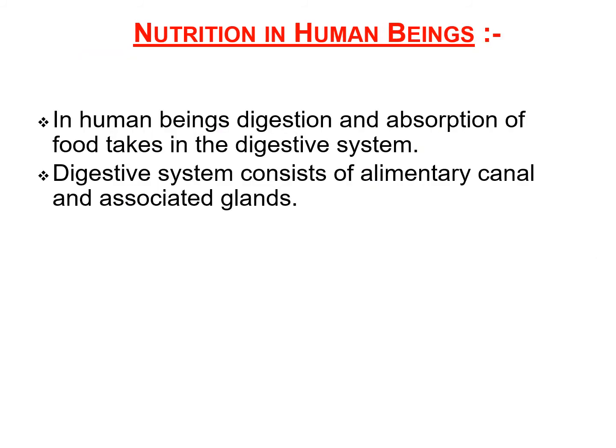In human beings, digestion and absorption of food takes place in the digestive system. The digestive system consists of an alimentary canal and the associated glands. The alimentary canal, in case of humans, is basically a long tube which extends from the mouth to the anus. This tube is further differentiated into different parts, and these different parts are specialized to perform different functions.